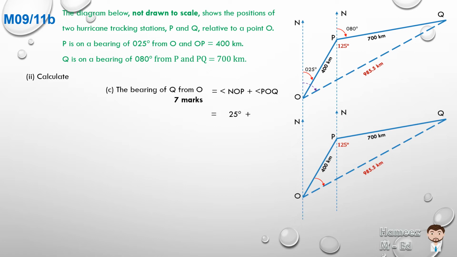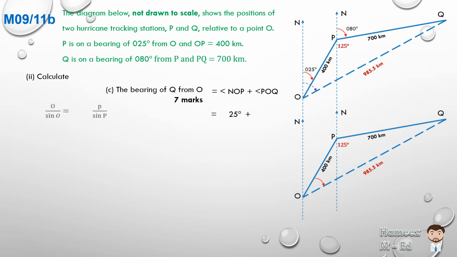And what do we know? We know 400 kilometers, we know 700 kilometers, we know 985.5 kilometers, and we know 125 degrees. So if we want to find an angle, there are a couple different ways we can use it. We can use the cosine rule, or we can use the sine rule. Both ways will help solve the question. So I already did the cosine rule in the first part of the question, so let's use the sine rule here.